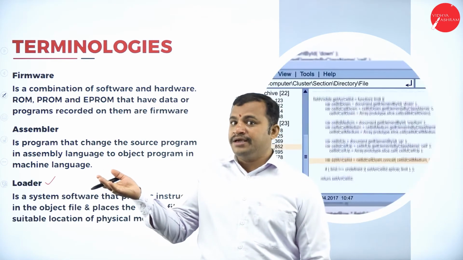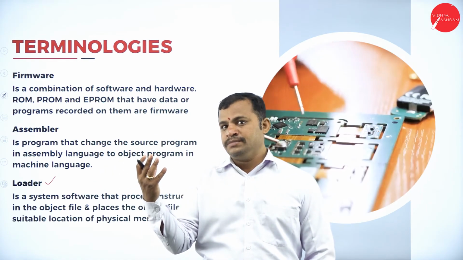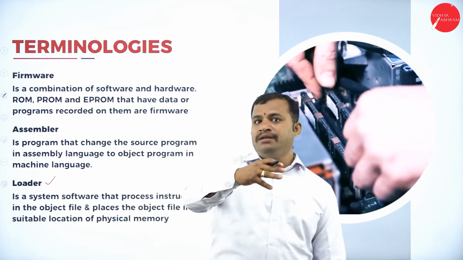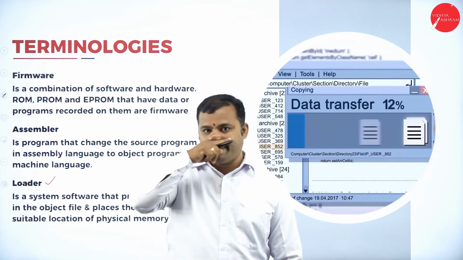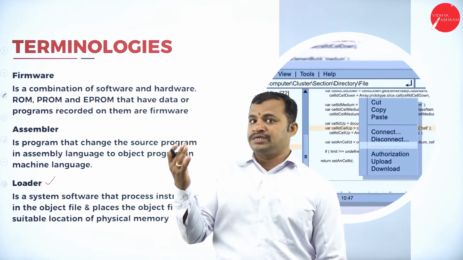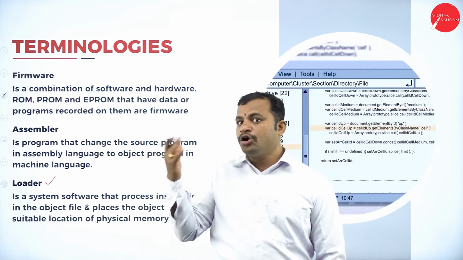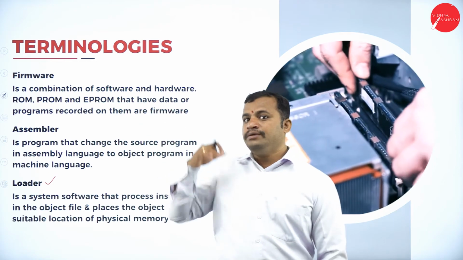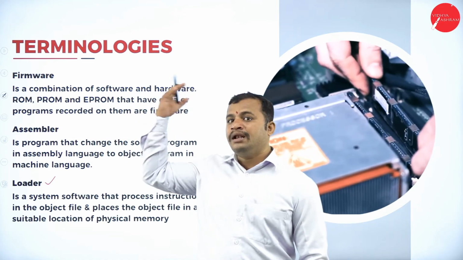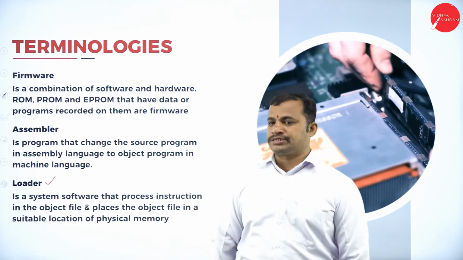As I told you at the beginning of this session, a ROM is inbuilt with loaders. These loaders are responsible for loading the operating system onto the main memory when you click on the power button. So the firmware is a combination of hardware and software. ROM, read-only memory. PROM, programmable read-only memory. EPROM, erasable programmable read-only memory. All these are different types of firmware present in your computers.